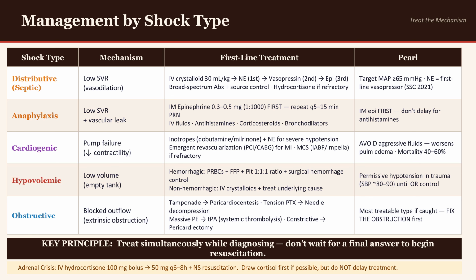Pump failure? Support the pump with inotropes like dobutamine or milrinone and get that STEMI patient to the cath lab. Empty tank? Fill it: blood products in 1:1 ratio for massive hemorrhage, crystalloids for non-hemorrhagic losses, and control the bleeding source. Blocked outflow? Remove the obstruction. Needle decompress the tension PTX before you intubate. Tap the pericardial effusion. Lyse the massive PE. And for adrenal crisis, give hydrocortisone 100 milligrams IV right now. The unifying principle across all of this: treat while you diagnose. Don't wait for a complete workup before you start resuscitating.